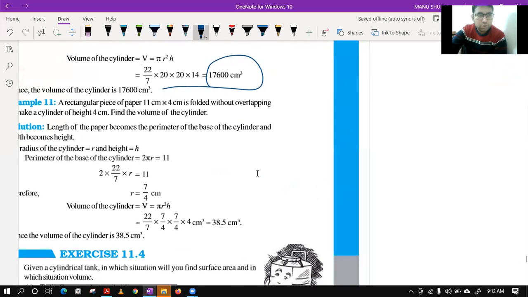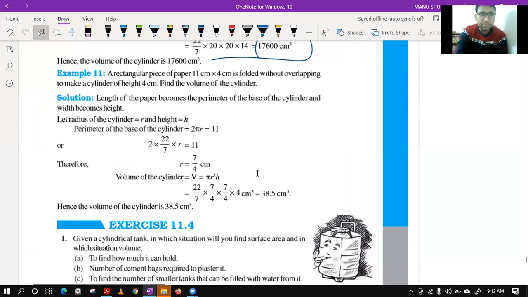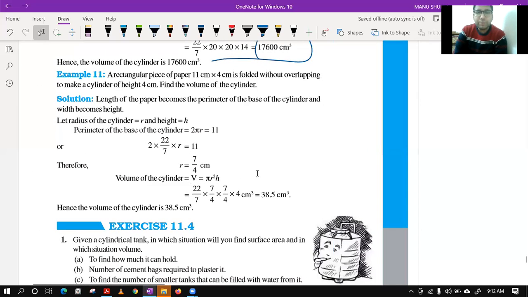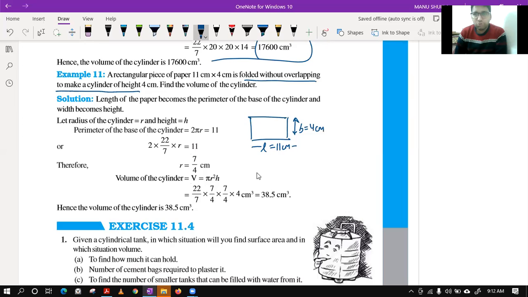Now example 11. A rectangular piece of paper 11 by 4 is folded without overlapping, that is, there is no overlapping. Breadth equal to height, fine. So we have a rectangular piece of paper in which length is equal to 11 centimeter and the breadth is equal to 4 centimeter. It is folded without overlapping to make a cylinder of height 4.